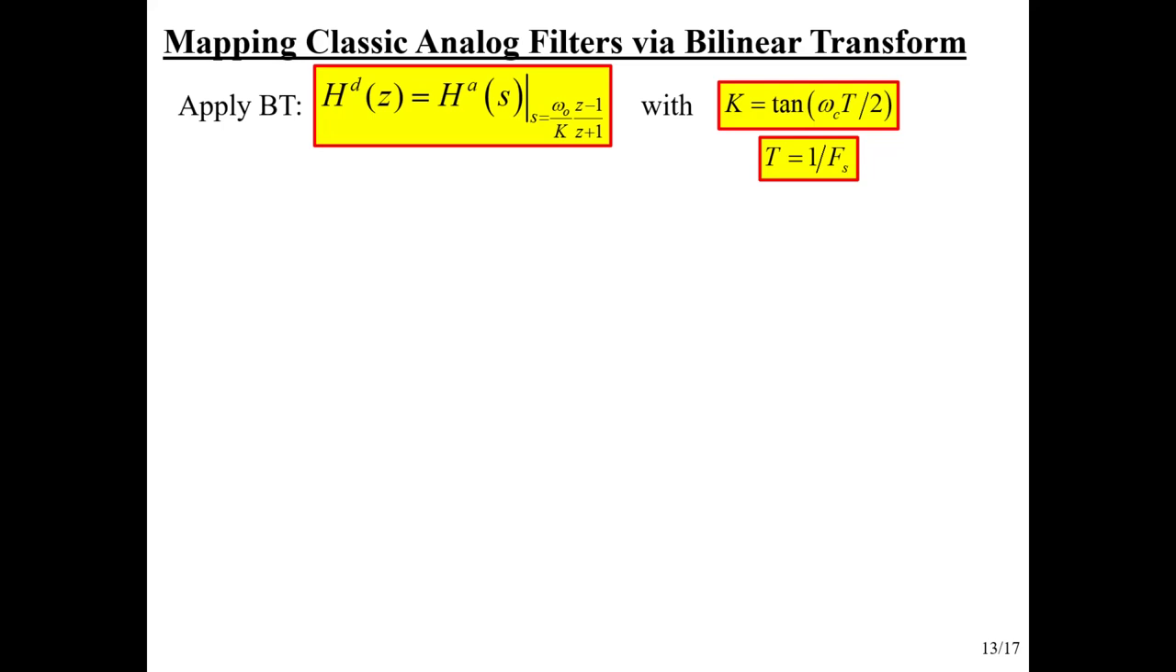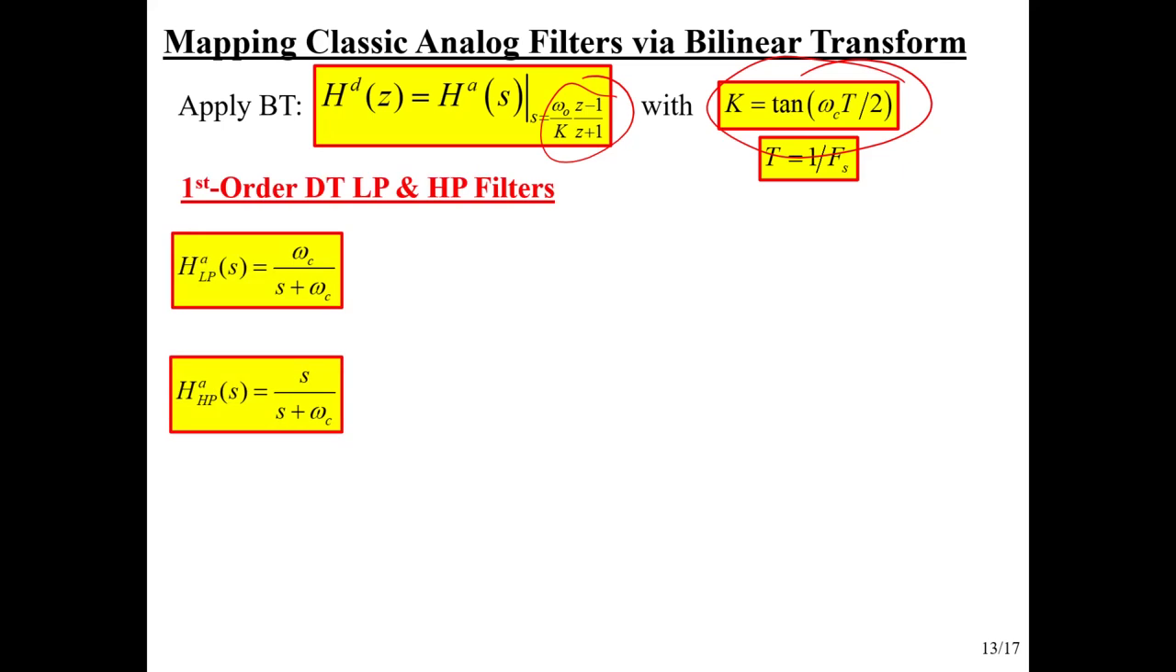So here's just carrying over what we've already seen. And here you see we are doing the pre-warping. So like I said, always a good idea to just do it. It's not terribly hard to do. So here's our two beloved first order filters. These are the classic continuous time filters. And now apply the bilinear transform to these.